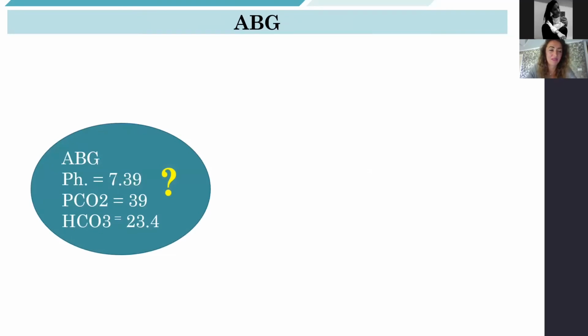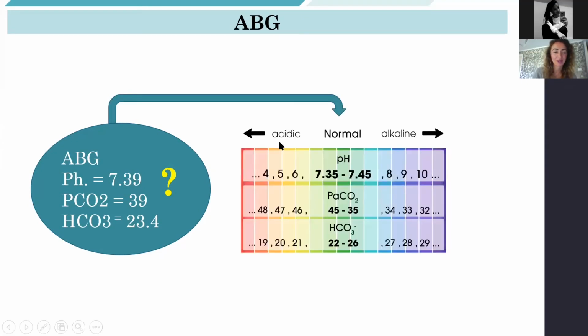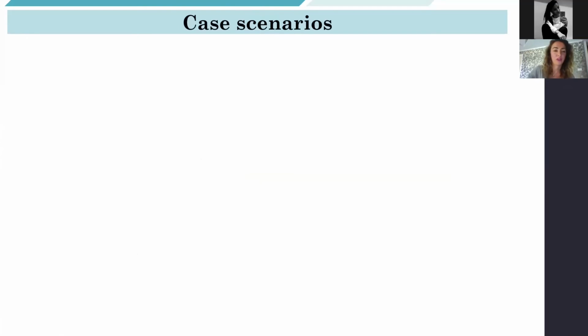So if we have these ABGs, the pH is 7.39, the PCO2 is 39, the bicarbonate is 23. I want to hear your opinion. What do you think? What is this blood gas? Michelle, show us. So this is normal. Yes, because everything is in the normal range, that means that this patient has normal arterial blood gases. Move on, Michelle. Thank you.